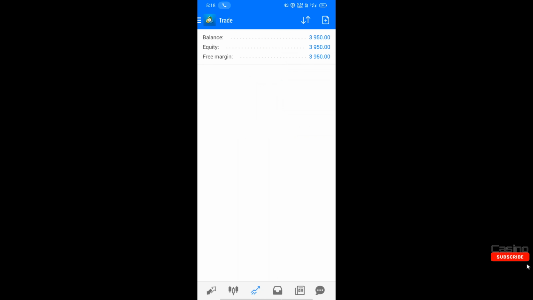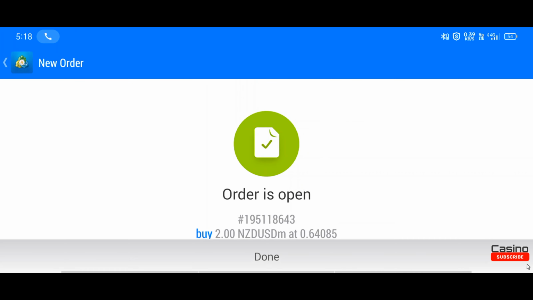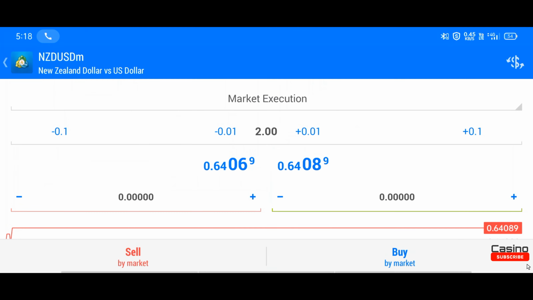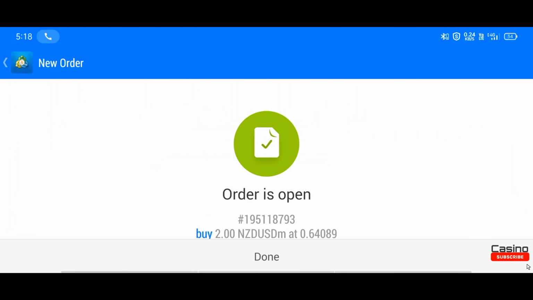We grew our account from $3,700 to $3,950. We will try to grow it. Guys, market is starting to go up here. I am applying for buying trade of same lot size. We have got a good buying opportunity here. Maybe our goal will be achieved in this trade. Our target was just a short distance away in the previous trade, but the market reversed before the target point.